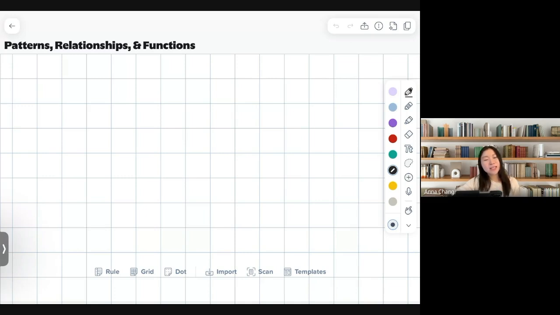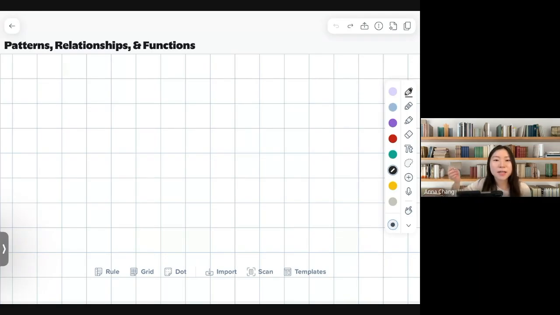Hello everyone, in this lesson we're going to be reviewing patterns, relationships, and functions. The CSET multiple subjects subtest 2 will expect us to recognize patterns, describe relationships between quantities, and understand what makes a relation a function. So let's go ahead and get started.